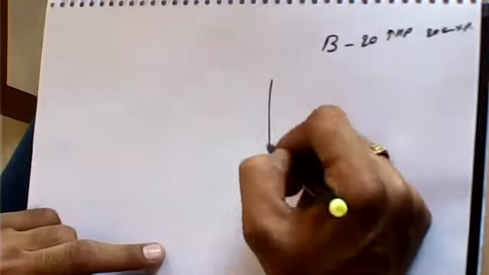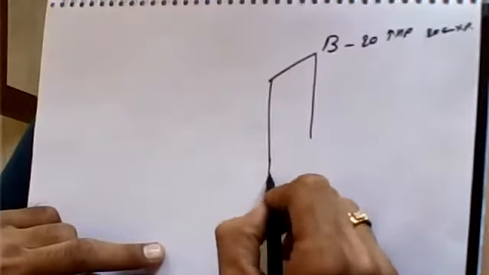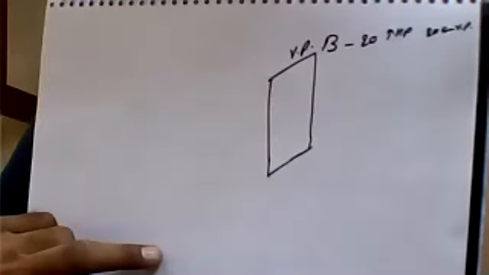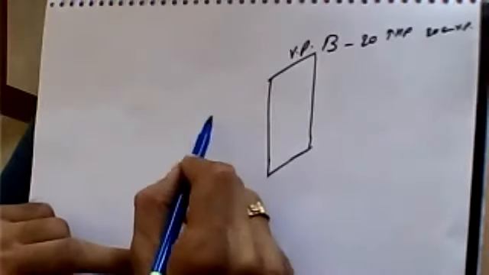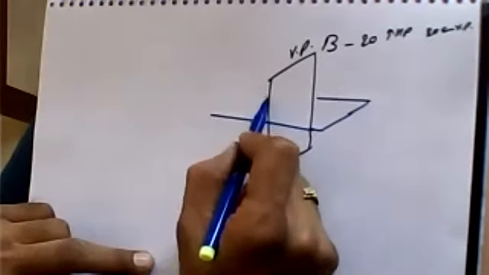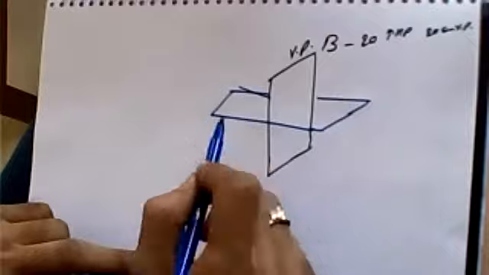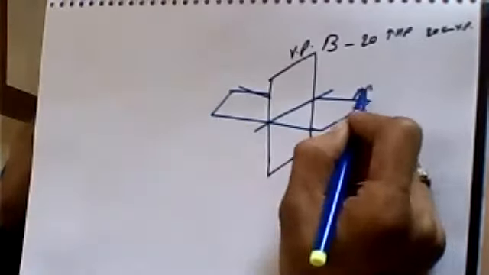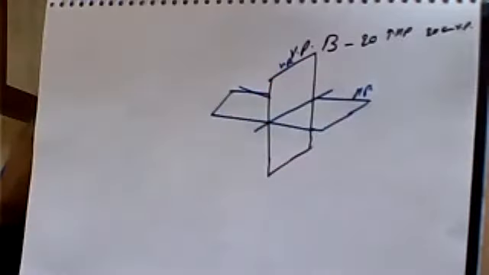Let us consider a horizontal plane and a vertical plane. This is the vertical plane and this one is the horizontal plane. I hope you are able to see the planar criteria. This is the horizontal plane and this is the vertical plane. Now what is the data mentioned over here? Point B is 20 mm above HP, 20 mm behind VP.